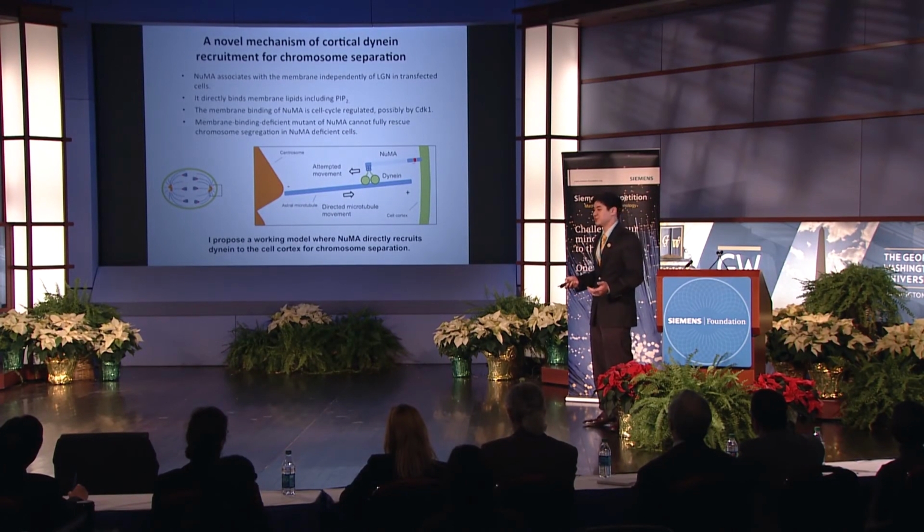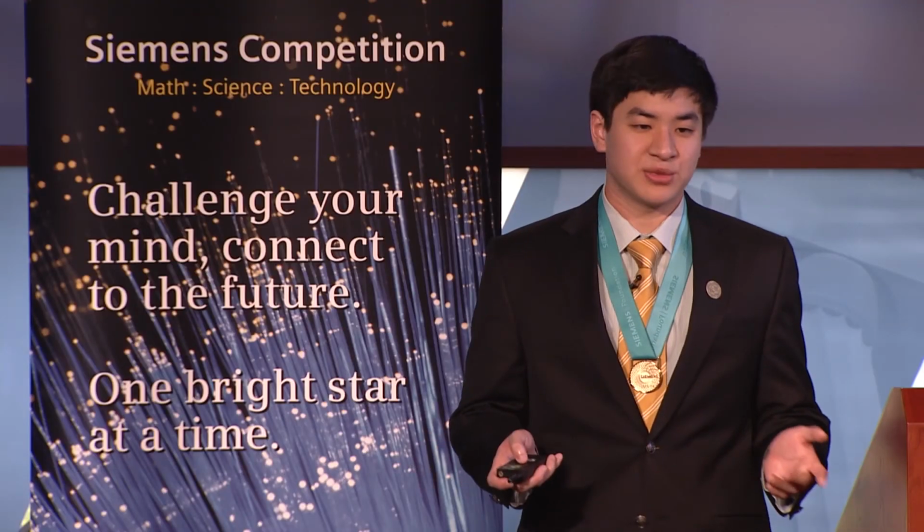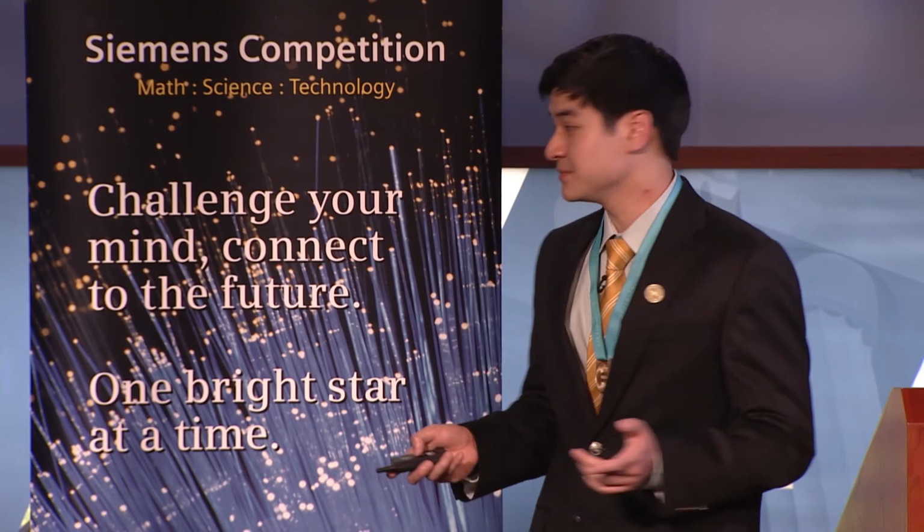To conclude, I propose a working model where NuMA can directly recruit dynein to the cell cortex and aid in chromosome separation. This model is active during anaphase only, whereas the previously mentioned ternary complex is active during both metaphase and anaphase. Both models recruit dynein to the cell cortex and aid in producing robust pulling forces for chromosome separation.